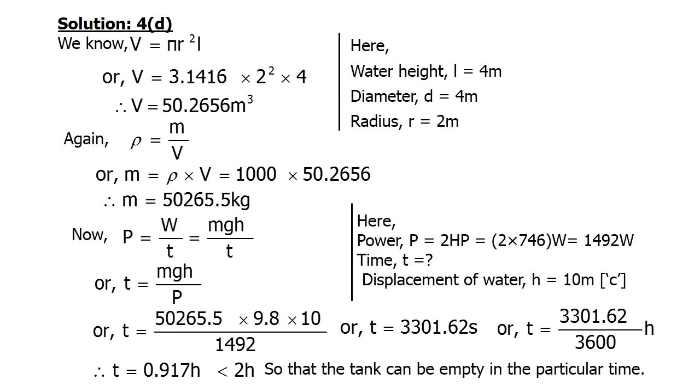3301.62 seconds. If we convert into hour, then we have to divide by 3600, then we'll get the time in hour unit, and we'll get the time is 0.917 hour. So the pump can empty the well in the particular time.